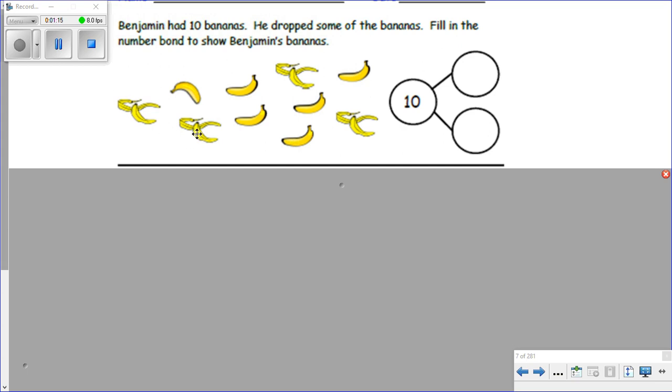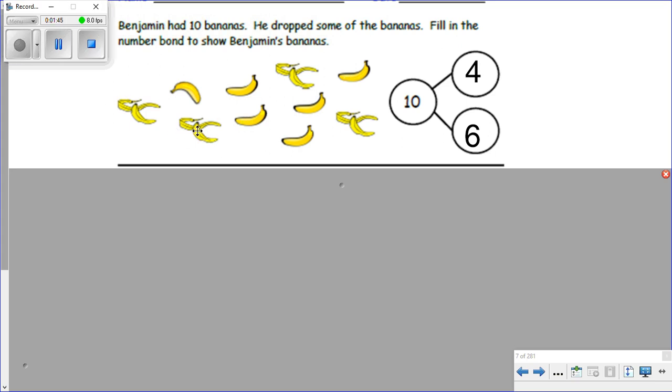1, 2, 3, 4. There were 4 bananas dropped. Now the other part of 10 is how many bananas are still okay. Let's count them. 1, 2, 3, 4, 5, 6. 6 bananas did not drop.